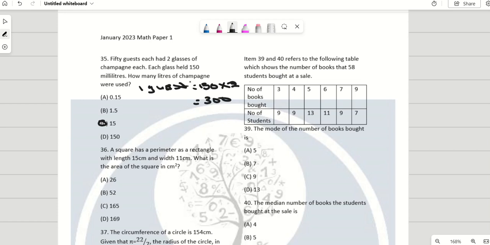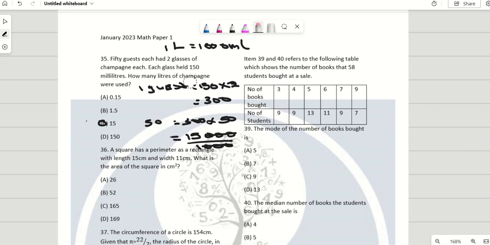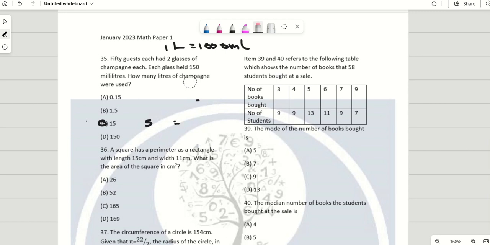Right? Then they said that it is 50 guests. So one guest is 300. So 50 guests would be 300 multiplied by 50. 5 threes are 15, and then you add the 3 zeros. Now they want to know how many liters, not milliliters. Right? 1 liter is equal to 1,000 milliliters. So to change milliliters to liters, you divide by 1,000. We cross the 3 zeros, so you get 15 liters of champagne was used, and that's how you would do that question.